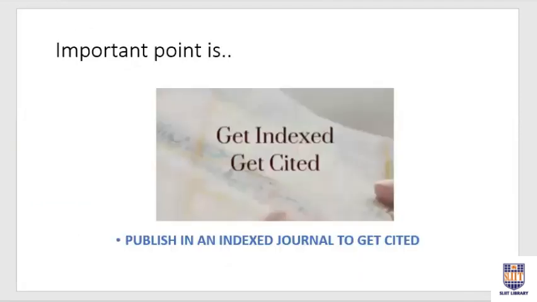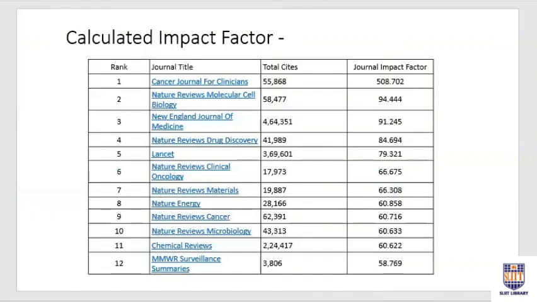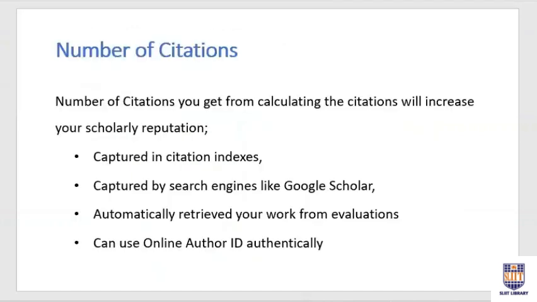So you can see the important point is that for your article to get indexed and to get cited more and more, publish in an indexed journal. You have to publish in an indexed journal to get cited more and more. You can see how nice it is if your article is cited by many people in this kind of indexed journal. So it is very important for you all as academics and professionals.